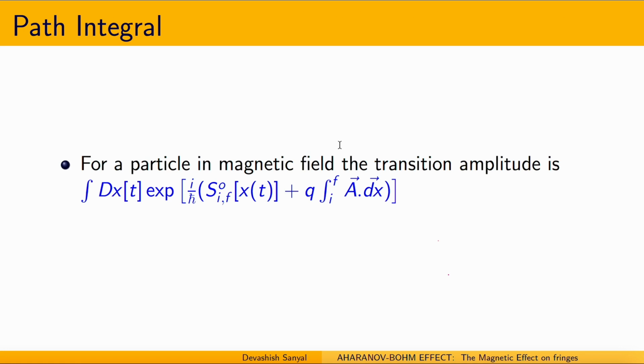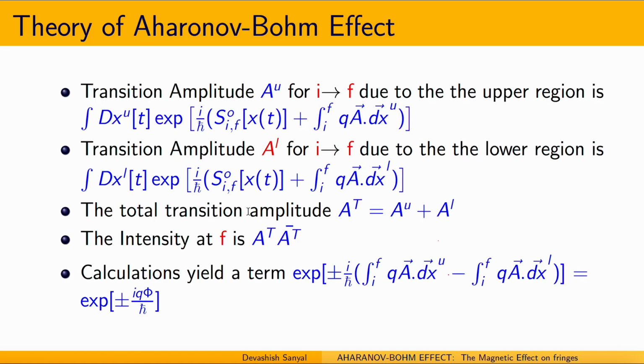So we are just substituting the value of the action for a particle in a magnetic field. Here the action is S0_IF x(t). This is the free particle action evaluated along that path, and this is the potential part that is being evaluated along the path, and this we have already deduced before. So we just substitute the value here, and now we have everything. So now we are ready to discuss the theory of the Aharonov Bohm effect.